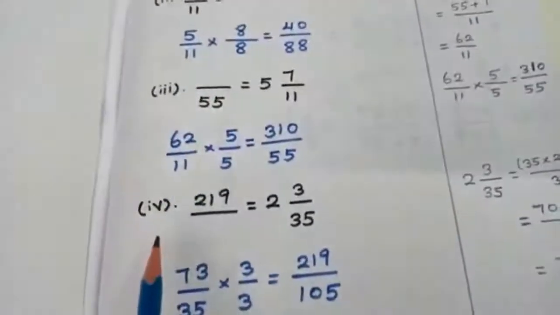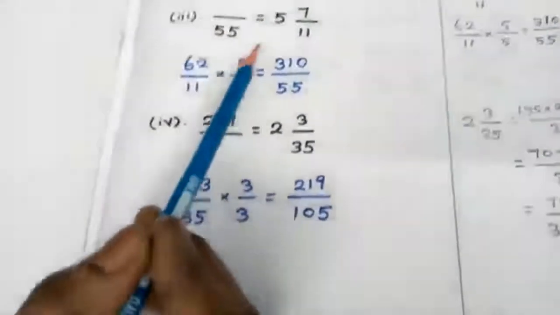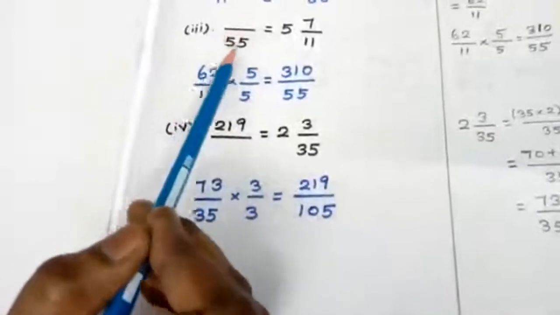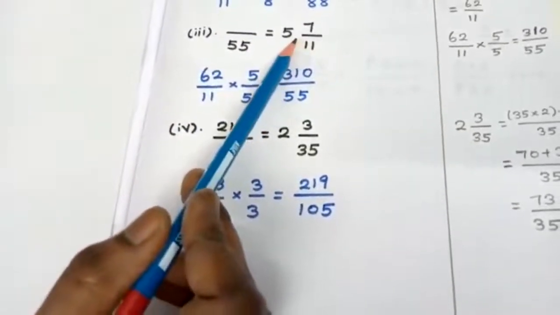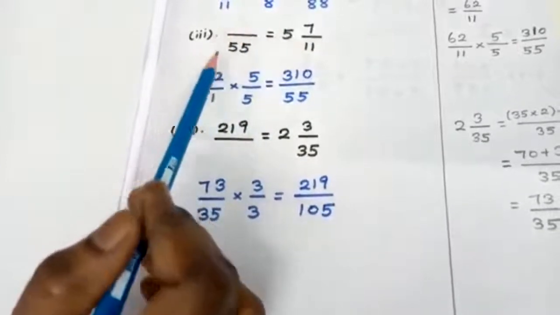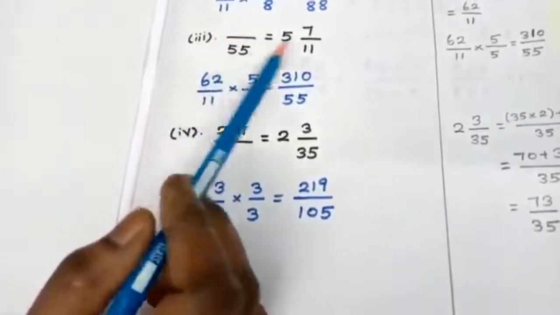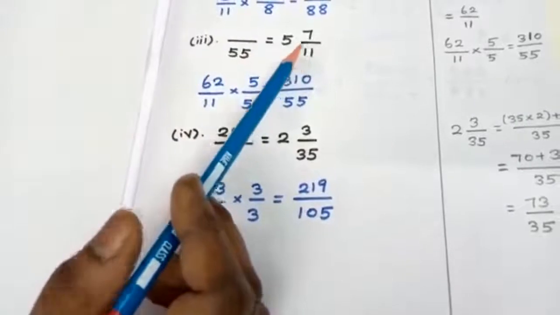This third and fourth question is very important. On the right-hand side they are asking you to find the value and on the left-hand side they have given you the format, or on the left-hand side they are asking you to find the value and on the right-hand side they have given you the format.